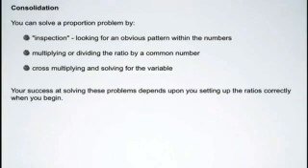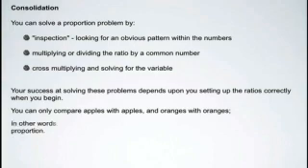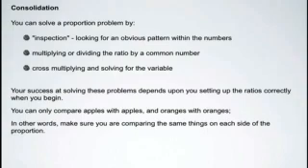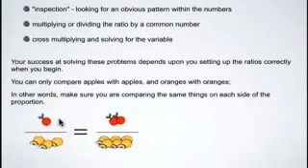So the success here hinges on setting up the ratios correctly when you begin and making sure that you're consistent through the entire question once you establish the order you're going to use. So the thing to remember is you can only compare apples with apples and oranges with oranges. So in other words, make sure you're comparing the same things on each side of the proportion. So apples to oranges is the same as more apples to more oranges. We're comparing apples to apples, oranges to oranges.